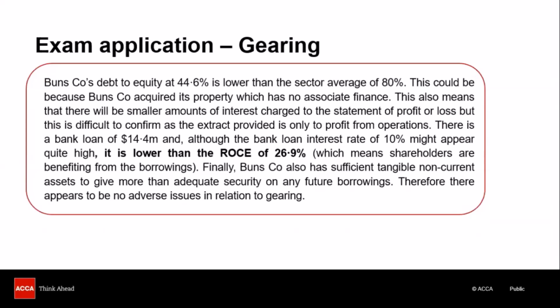Another example of another question, it was Bun's Company. We've discussed it in an earlier example also. It said that Bun's Company's debt to equity at 44.6% is lower than the sector average of 80%. Fine. It seems that the sector overall is much highly geared. So this has a lower debt to equity ratio. This could be because Bun's Company acquired its property, which has no associated finance. This also means that there will be smaller amounts of interest charged to statement of profit or loss, but this is difficult to confirm as the extract provided is only the profit from operations.